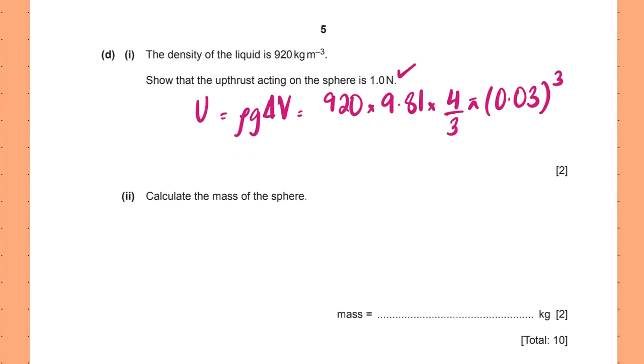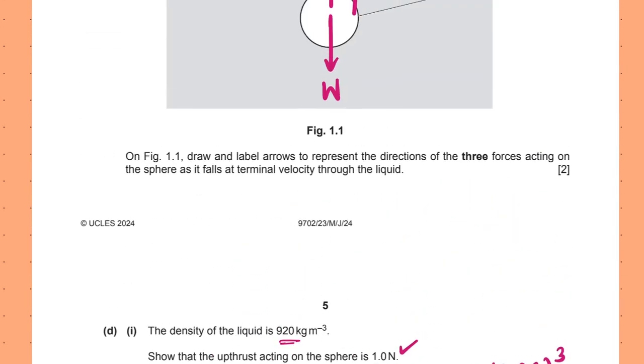Calculate the mass of the sphere. So I have the density and I need the mass, right? So this is just the density formula, right? So mass of the sphere, I have volume of the sphere here. Oh, my bad. This is density of the liquid, right? So for the mass of the sphere, I'll need the weight of the sphere, which I can get from the forces that I labeled.